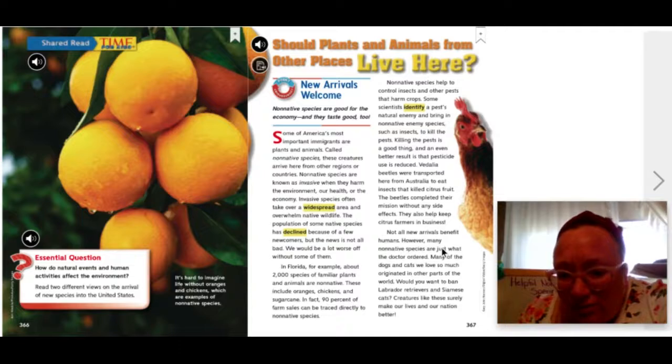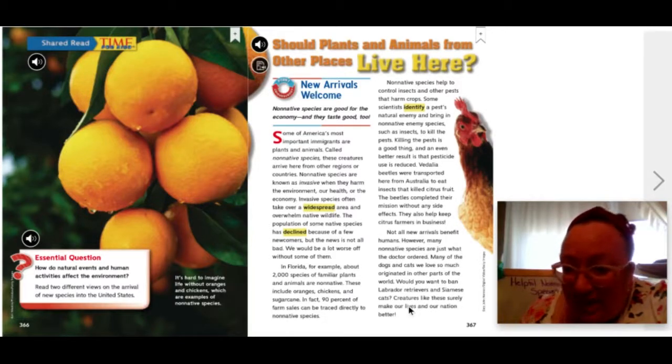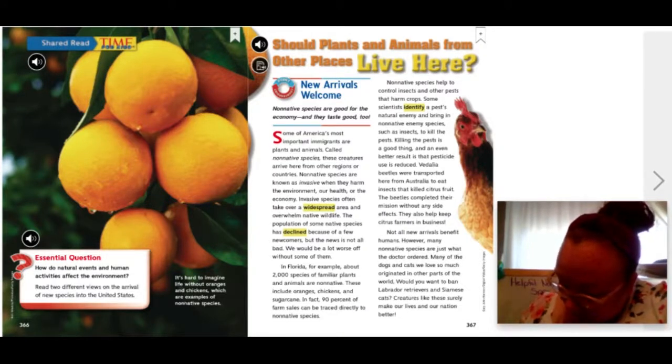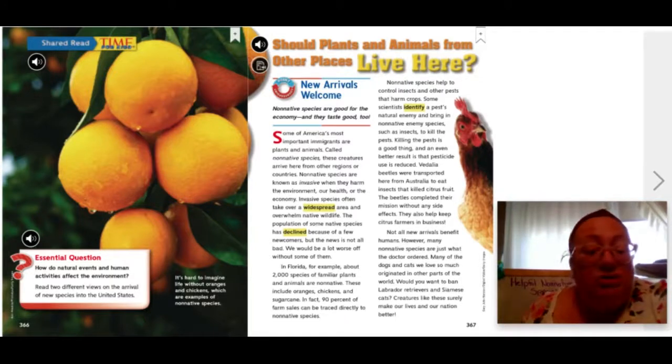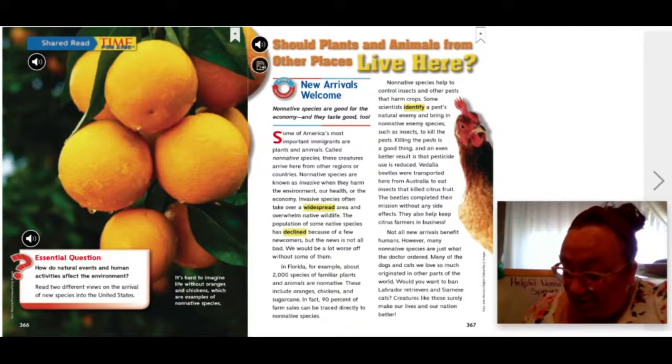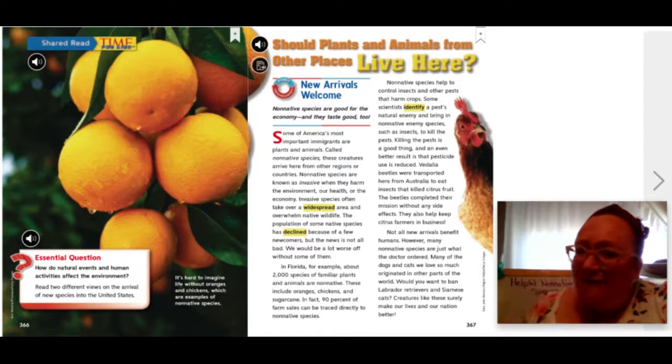Not all new arrivals, however, non-native. Oh, many of the dogs and cats we love so much originate in other parts of the world. Would you want to ban Labrador retrievers and Siamese cats? Oh, so we could say cats and dogs. So just from skimming and scanning after I've already read this with Miss Roseborough, I can jot down that yes, oranges, chickens, sugarcane, cats, and dogs, very helpful. And I couldn't imagine life without them. So we're going to take these as some examples. Now I'm going to look at the next one.